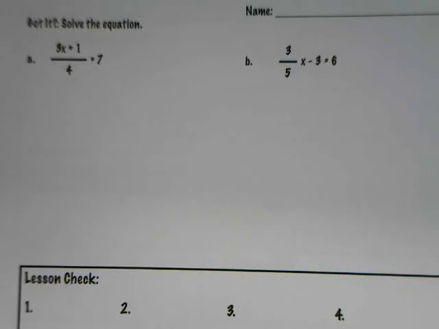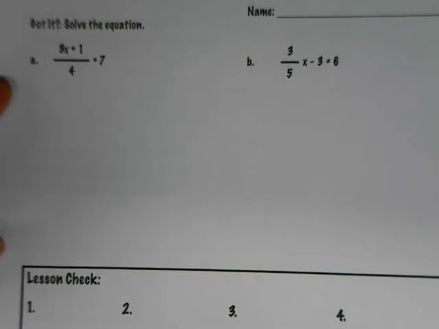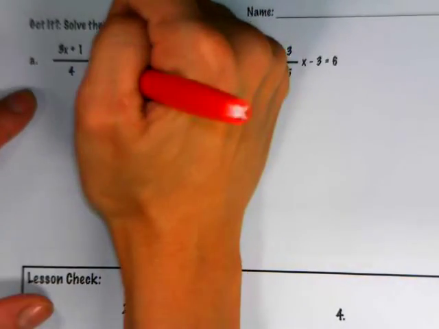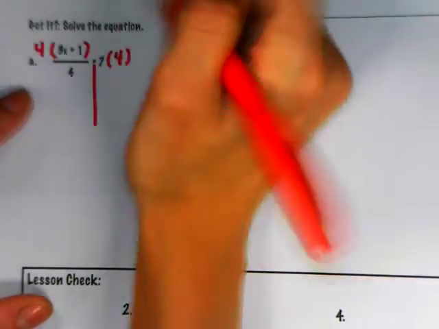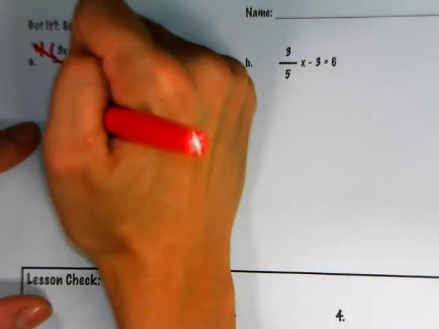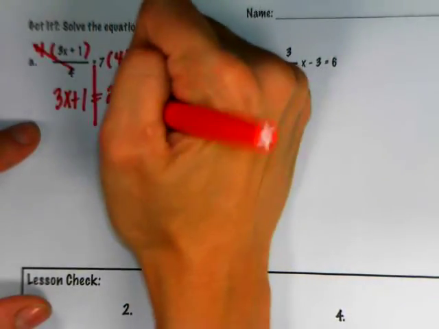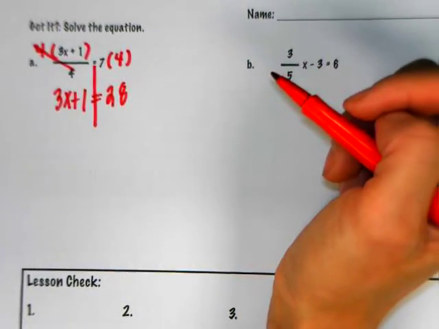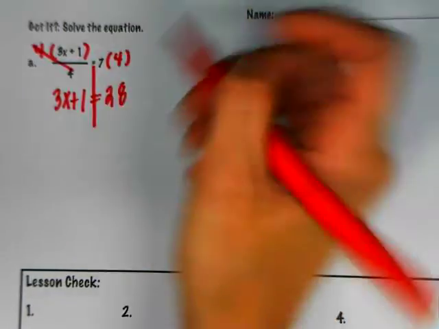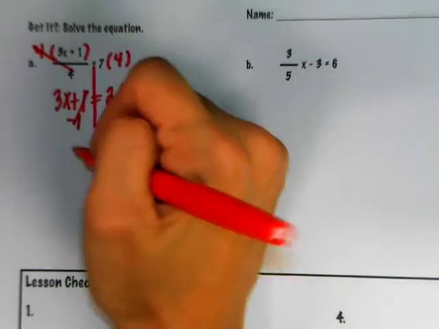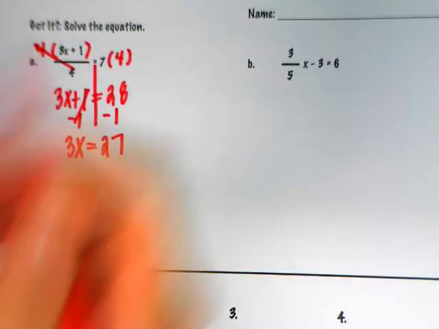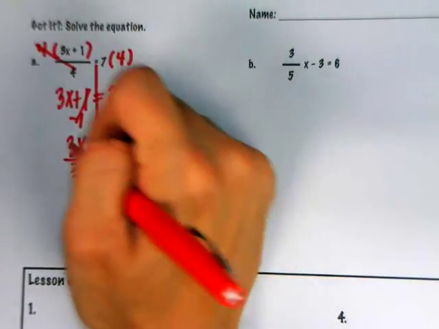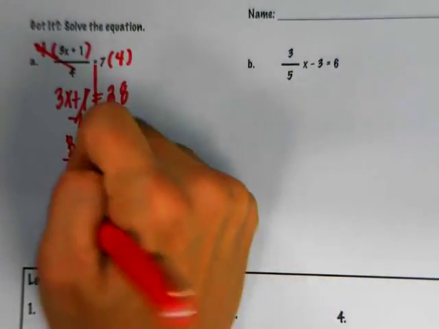Okay, guys, just for the sake of time, we're going to go ahead and go over this. Okay? So what I would do first on A is I would get rid of the divide by 4 by doing a whole multiply by 4 to cancel with it. So that'll cancel. So you'll have 3x plus 1 equals 28. Then you'll do minus 1. 3x equals 27. And then divide by 3. So you get x equals 9.